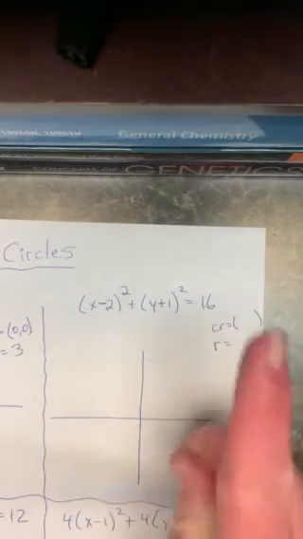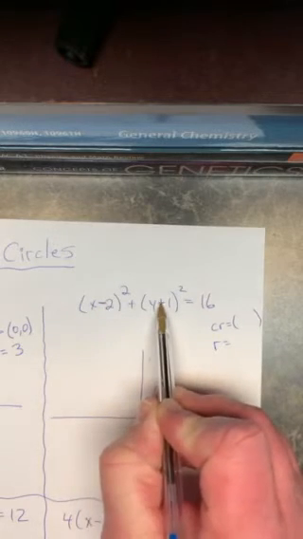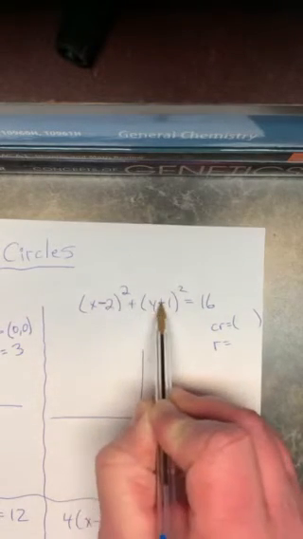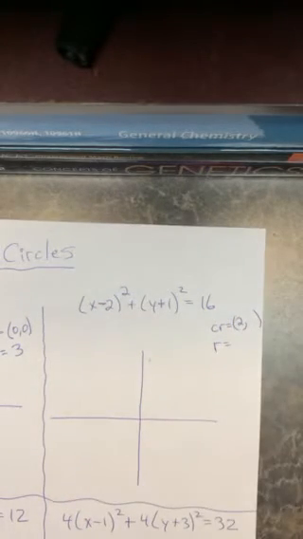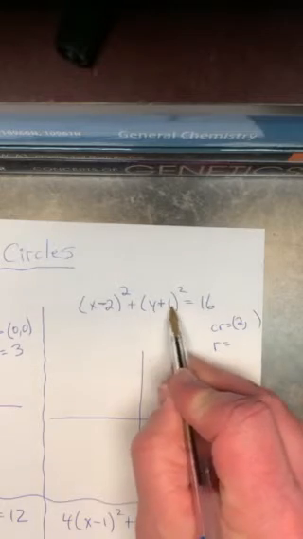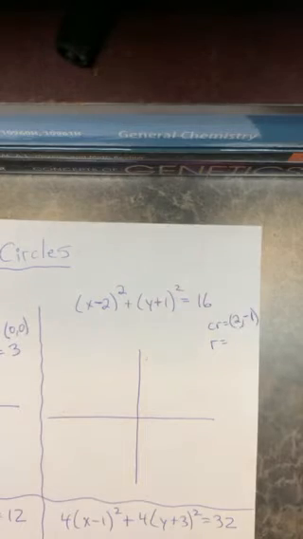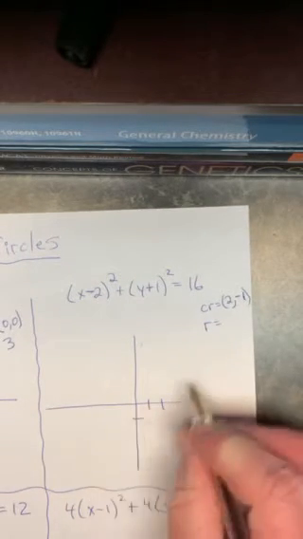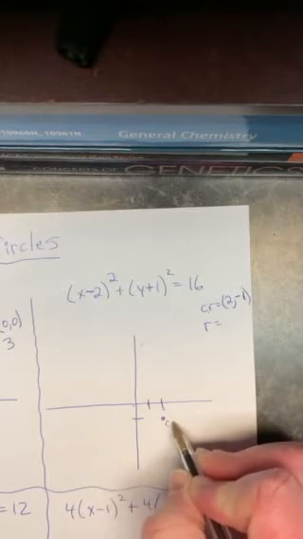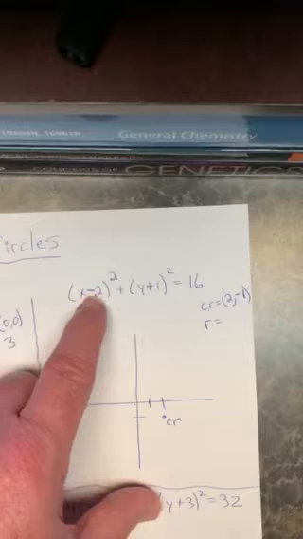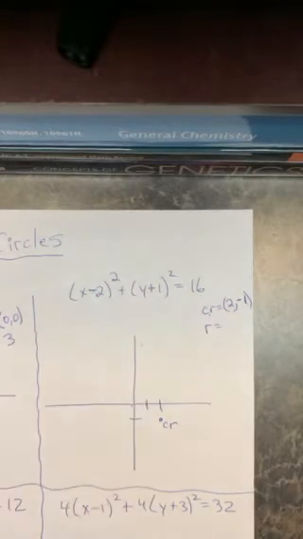Careful. The rule is the center is the opposite of the signs that you see, the opposite of those signs. So if that says x minus 2, my x coordinate's 2, and if that says y plus 1, my center, my y coordinate is negative 1. Oh, so guys, my center is right 2, down 1, put CR. It's always in the opposite sign of the sign that you see in the problem, the opposite way.